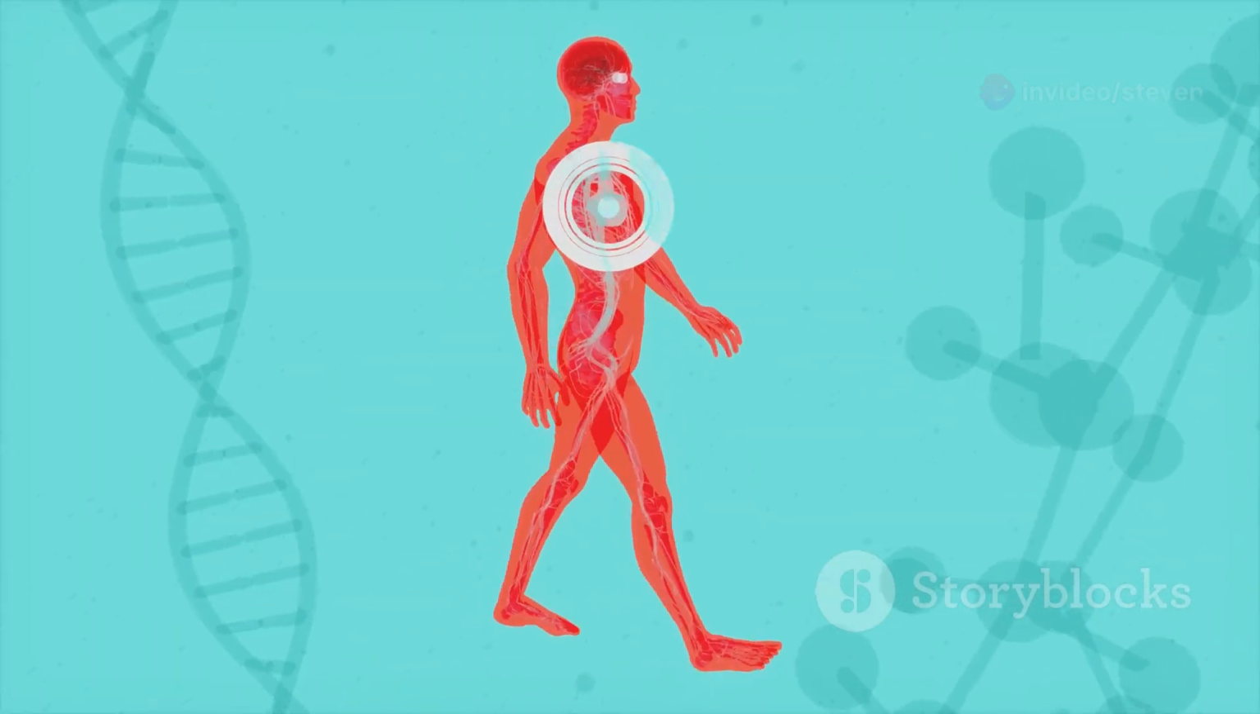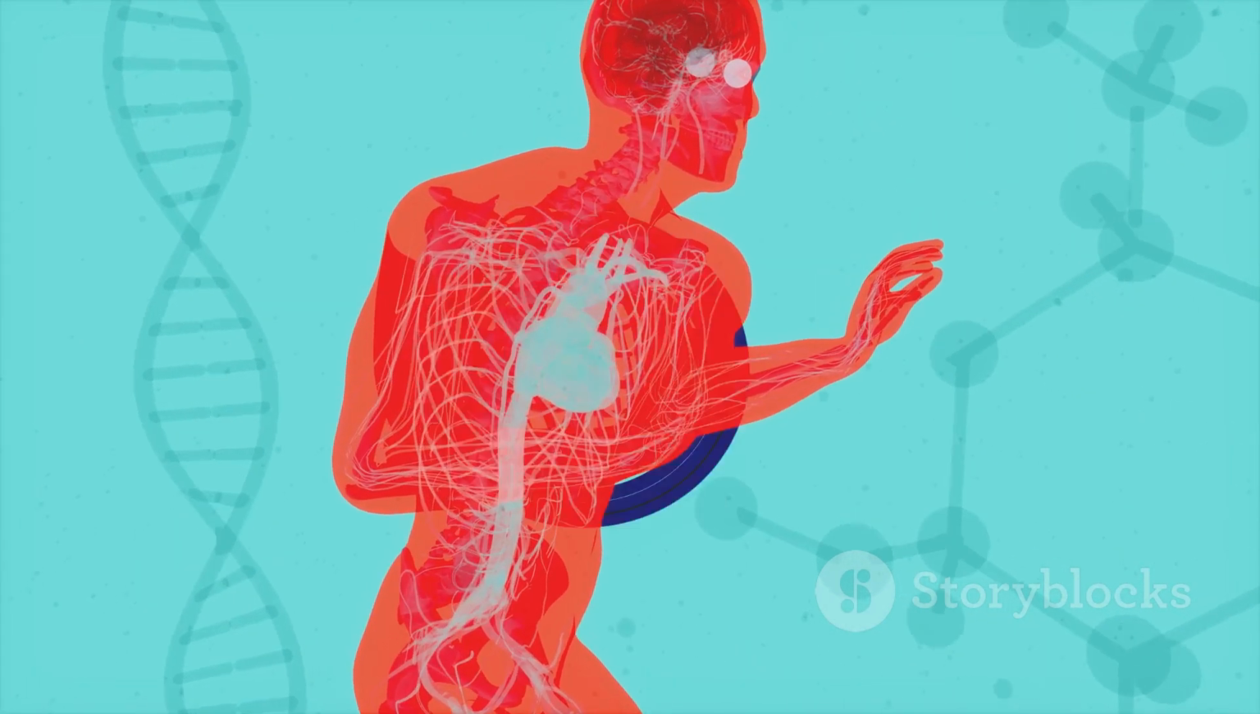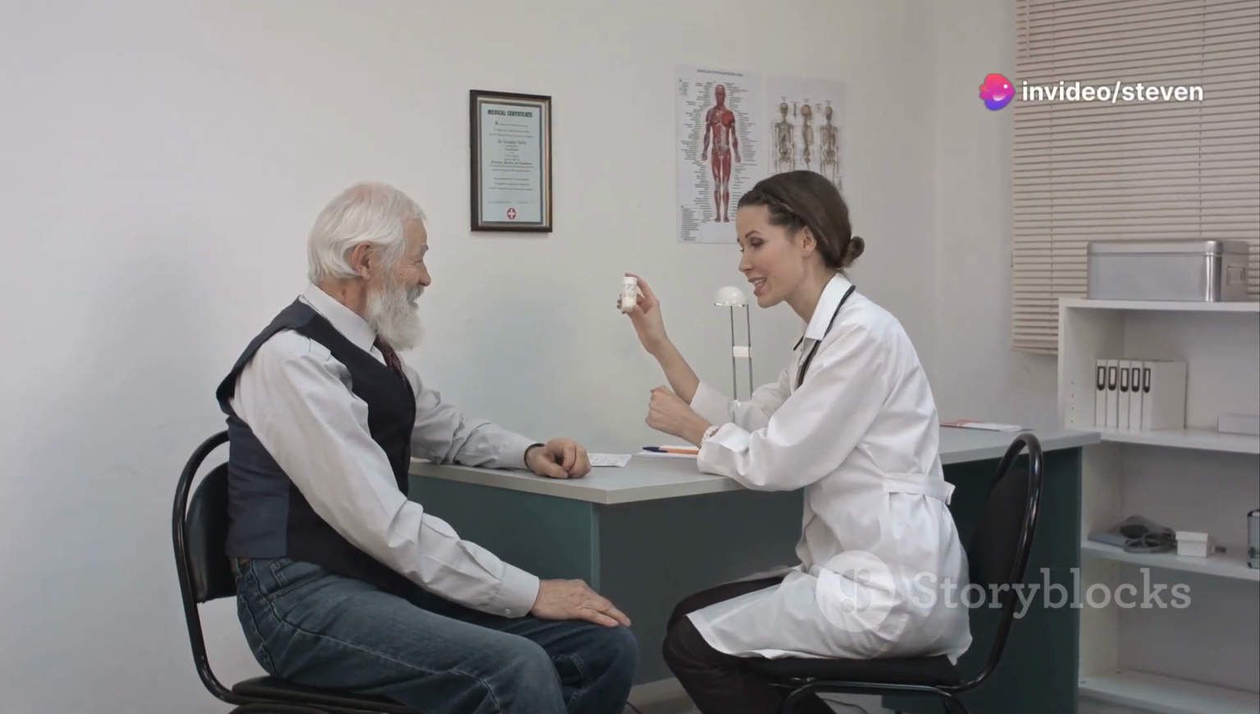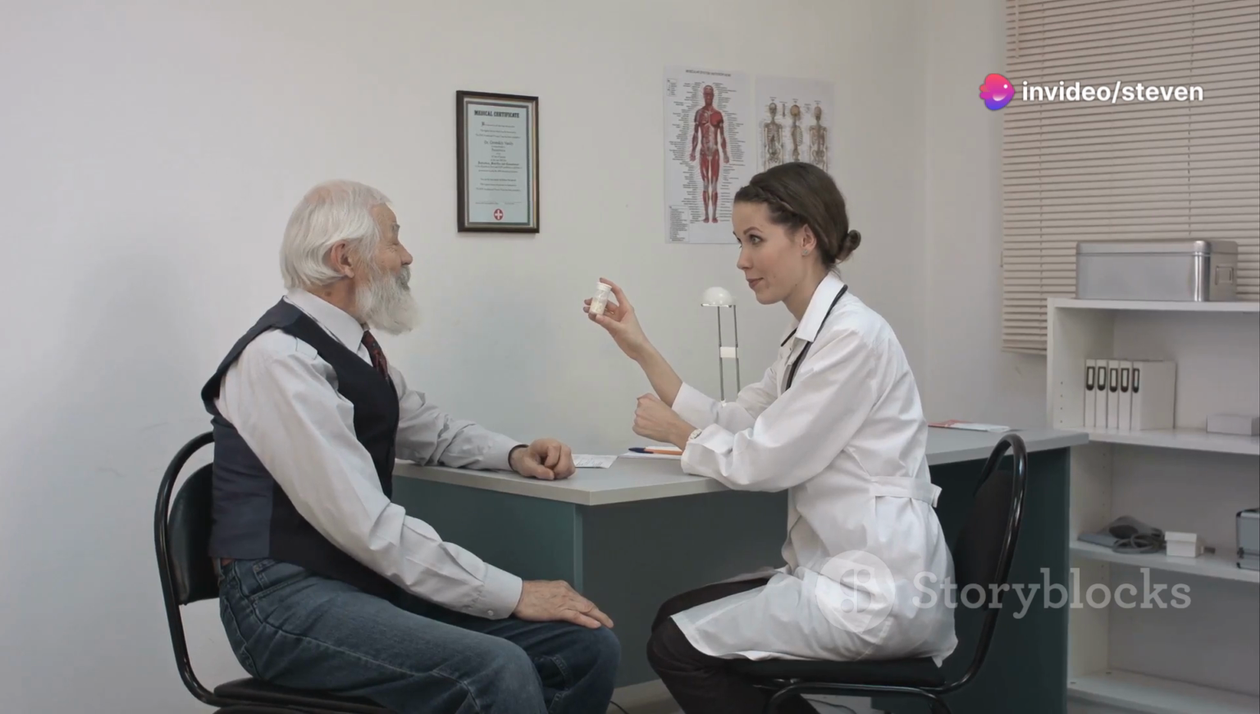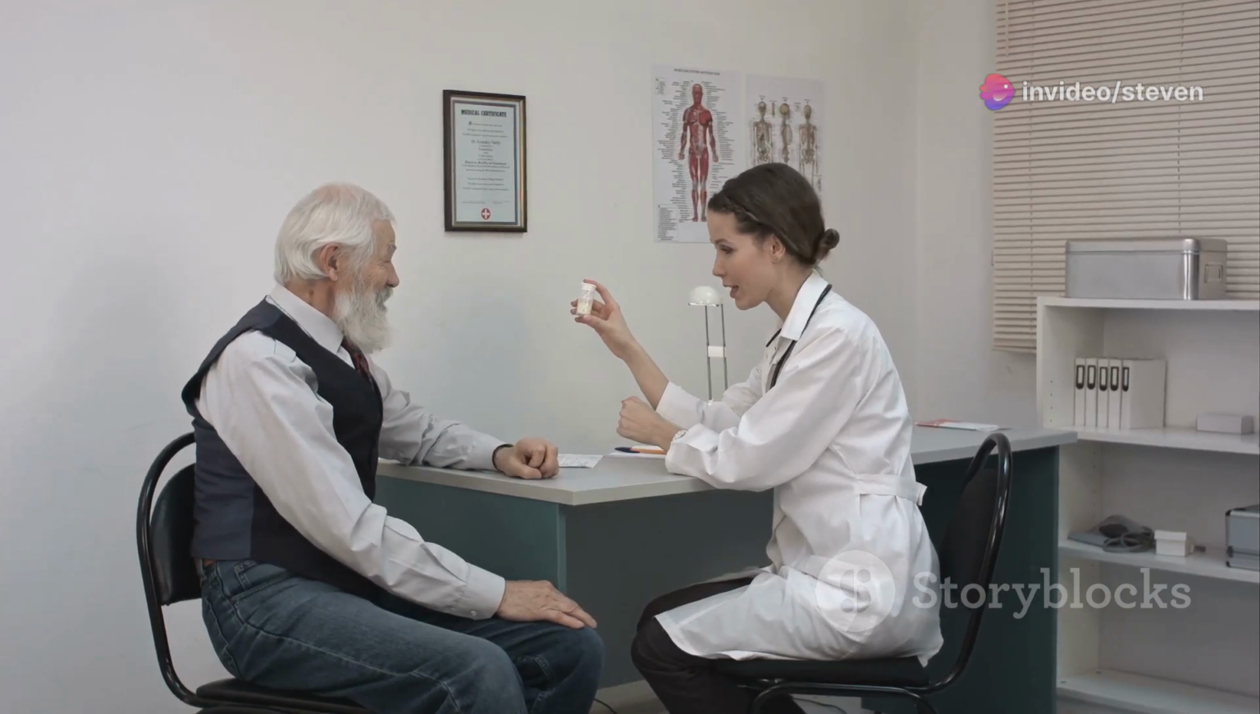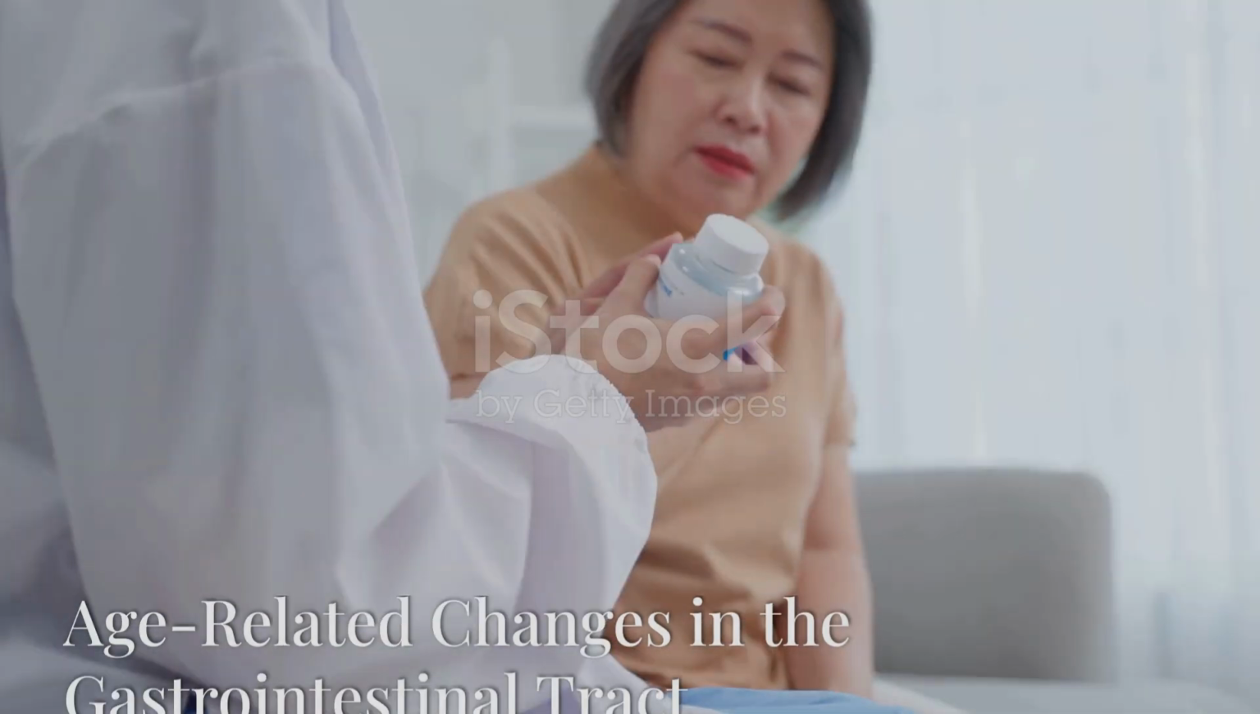Distribution involves the drug's movement from the bloodstream to various tissues and organs. Metabolism, primarily occurring in the liver, transforms drugs into metabolites that are more easily eliminated from the body.